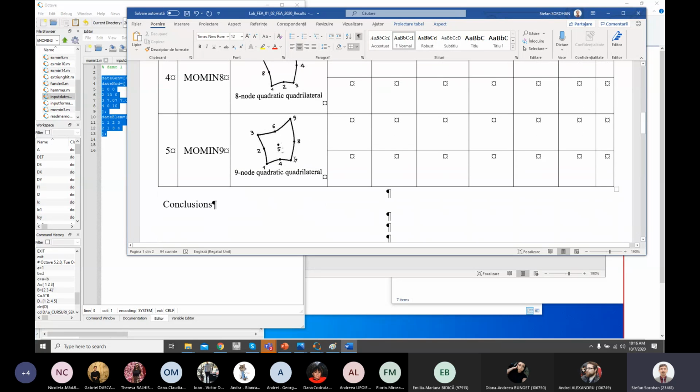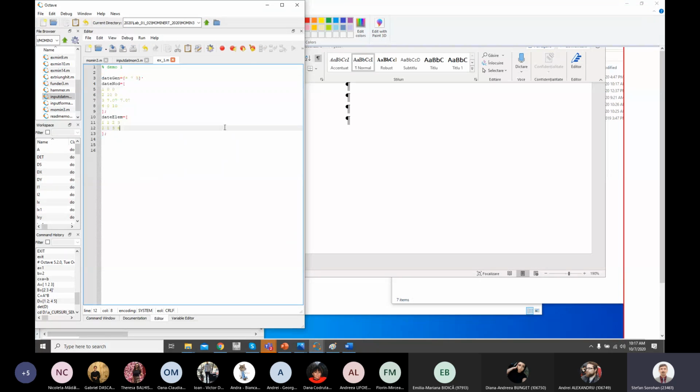So for the last one, please observe that we have quadrilaterals with 9 nodes. Even for this first example, I can take just one element or two. It's our option. And in the last, I will show you more.